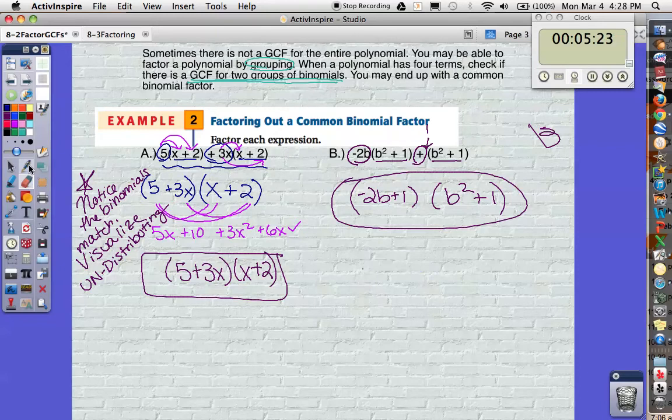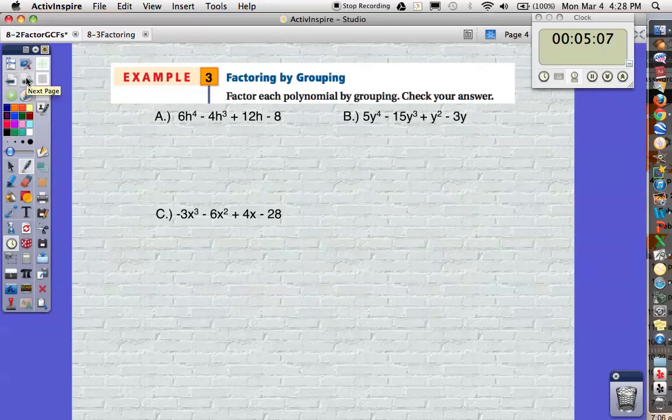All right? So this was a step already done for you. Let's look at the next 3. The next 3 now are going to be the starting polynomial with 4 terms where you need to group, pull out a GCF, and hopefully the binomials match so you can factor it down all the way. You are allowed to reorder these terms if you would like.